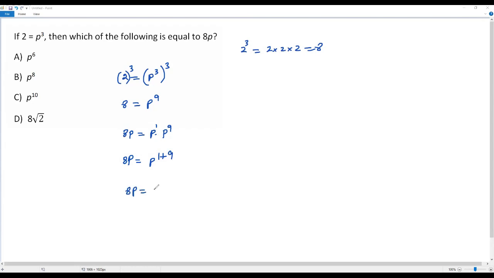8p equals p to the power of 1 plus 9, which is 10. Here I got the expression that is equal to 8p, that is p to the 10th power. I find p to the 10th power in answer choice C. So this is the correct answer.